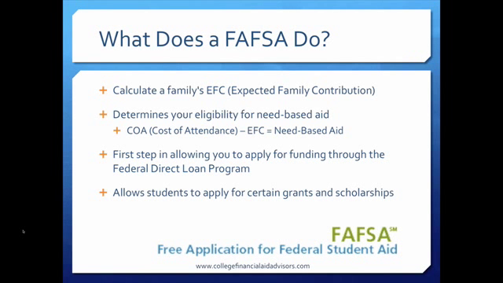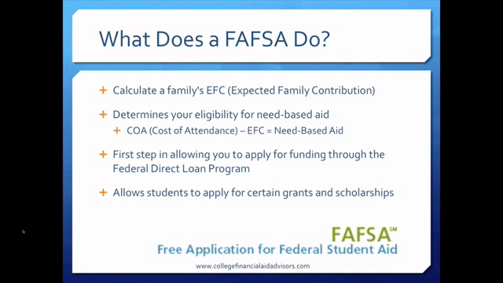And the first step to apply for funding through the federal direct loan program, if parents or students want to exercise the federal student loan option, you absolutely have to have your Free Application for Federal Student Aid on file. So it's kind of the gateway to exercise those federal low interest rate loans. So if you're not sure whether you'll qualify or not, I always recommend you fill out your application because you never know if you want to exercise that loan option. And the application also allows for other certain grants and scholarships.